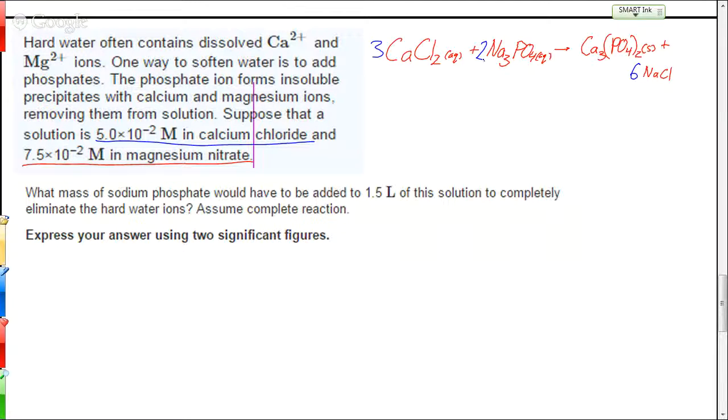And then you have to do the same thing with magnesium nitrate. Balance that equation. So then you use this concentration to figure out how many moles of calcium chloride you've got and how many moles of sodium phosphate you need, just a regular stoichiometry problem. Then you use this one for the magnesium nitrate, figure out how much sodium phosphate you need. And then you add up those two sodium phosphates to get your final answer, because it says how much sodium phosphate would you need to get rid of all of those things. So you solve the two separately, and then you add up those sodium phosphate amounts at the end.